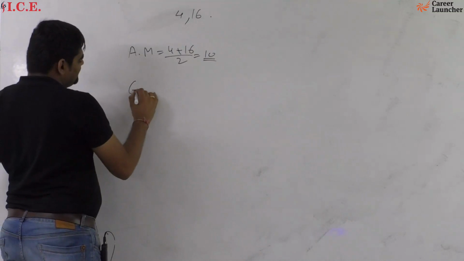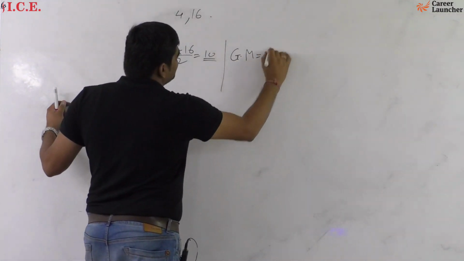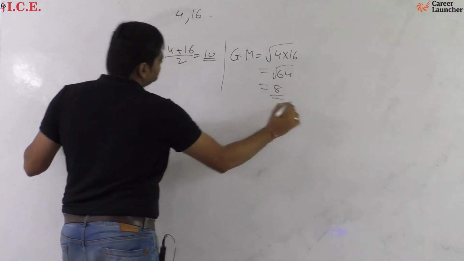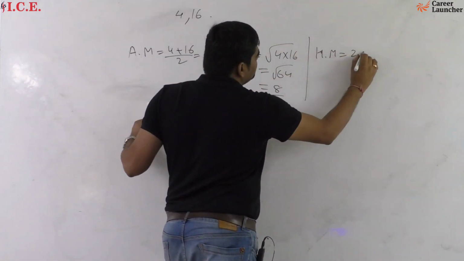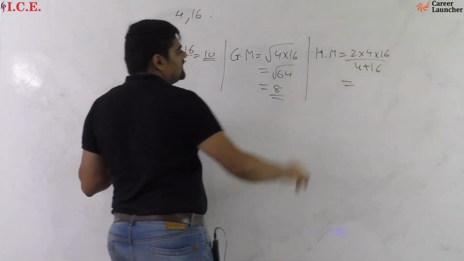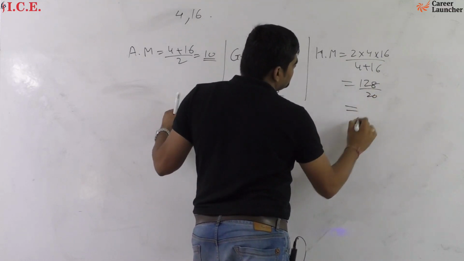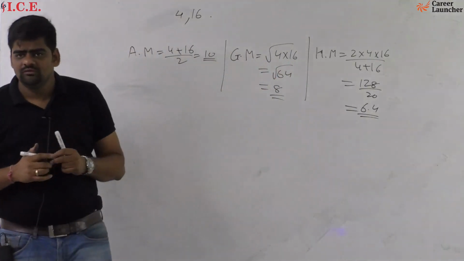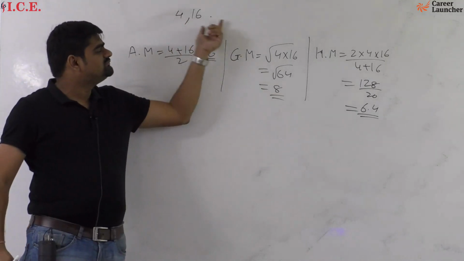What is geometric mean? The geometric mean will be the square root of 4 into 16, which is root 64, which is 8. If I want to find the HM, the harmonic mean, yes you can: 2 into 4 into 16 upon (4 plus 16), which is 64 into 2, 128, divided by 20, which is 6.4. Yes or no?